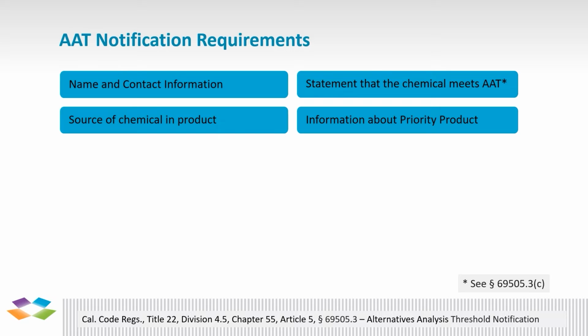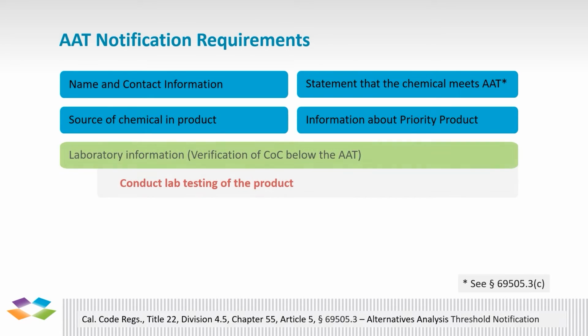Next, information about the priority product itself. This includes information identifying and describing the priority product, the brand name or names, and labeling information under which the product is placed into the stream of commerce in California. Also, if the priority product is a component of one or more assembled products, you must include a description of the known product or products in which the component is used.